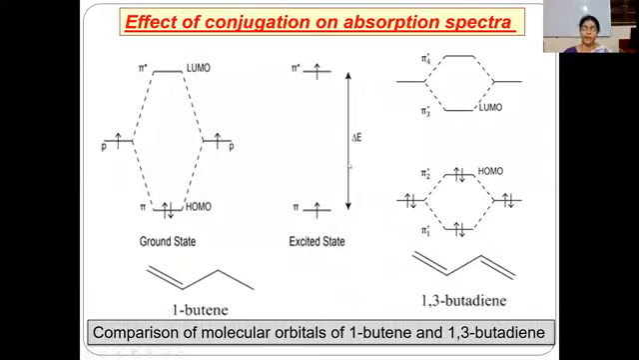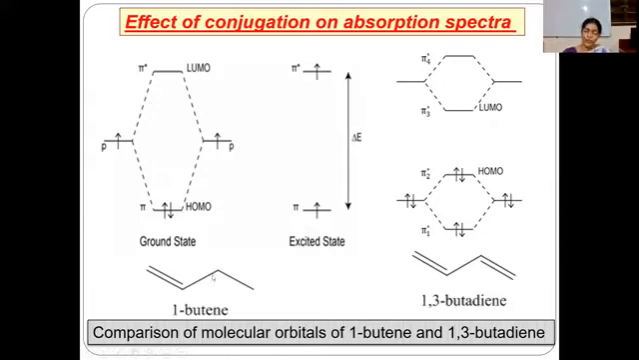Next part is the effect of conjugation on the absorption spectrum. Conjugation means the presence of alternate double bonds in a molecule. Here, two molecular orbital diagrams are shown. First is for 1-butene and second for 1,3-butadiene.